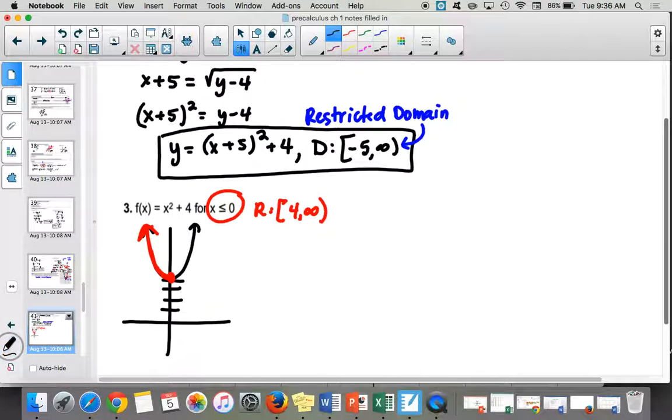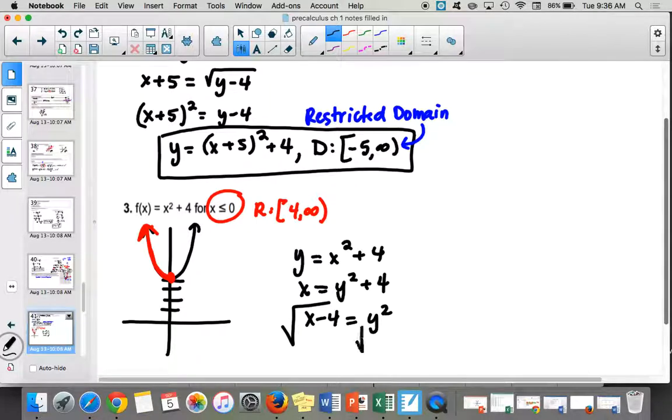When I switch my x and y, I had y equals x squared plus 4 originally. I'm going to switch my x and my y, and I'm going to solve for y. What happens when you start with a parabola is that you take the square root eventually, and you have to pick the plus or minus. So we have f inverse equals, and we have to pick between the plus or minus. Right now we have plus or minus the square root of x minus 4.